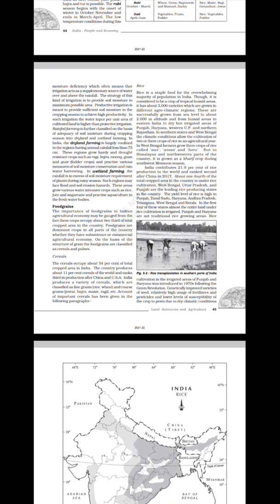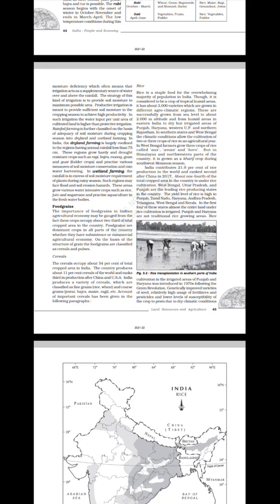India contributes 21.6% of rice production in the world and ranked second after China in 2016. About one fourth of the total cropped area in the country is under rice cultivation. West Bengal, Uttar Pradesh, and Punjab are the leading rice producing states in the country. The yield level of rice is high in Punjab, Tamil Nadu, Haryana, Andhra Pradesh, Telangana, West Bengal, and Kerala.